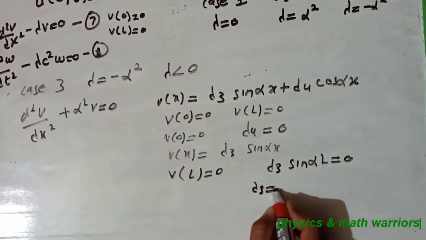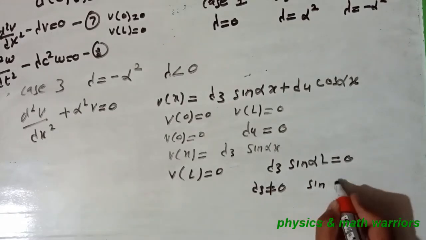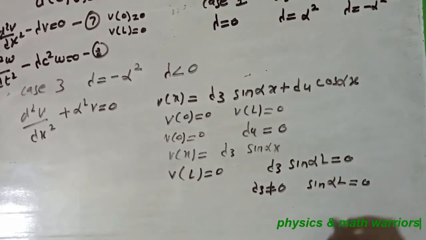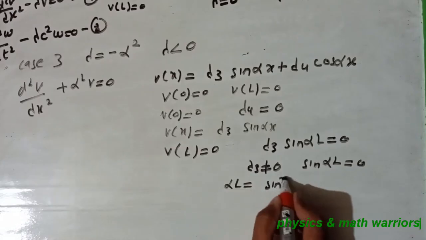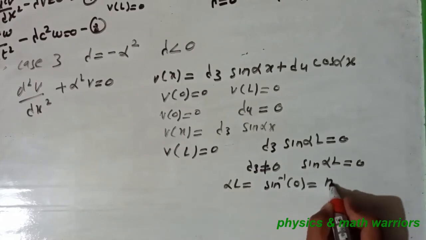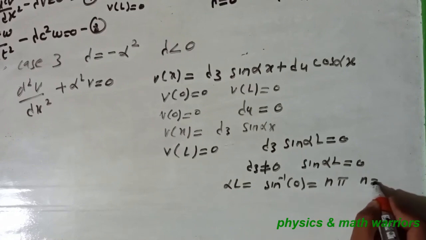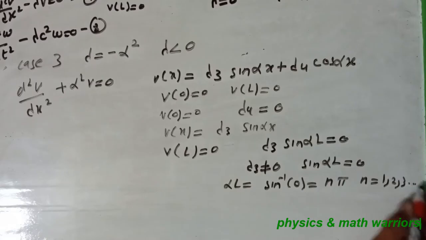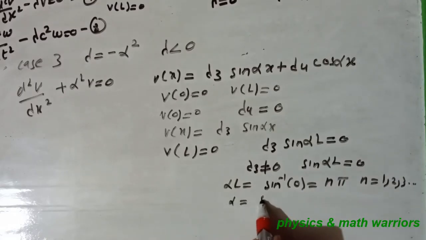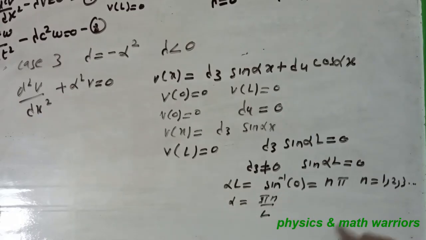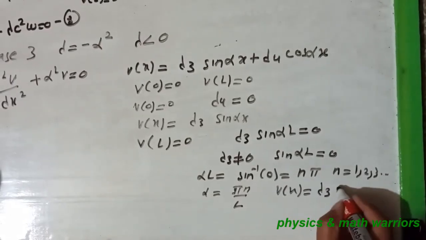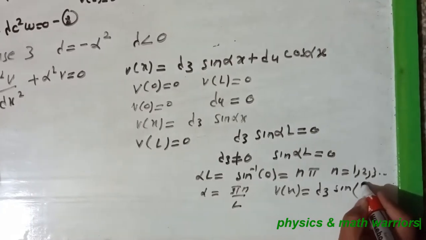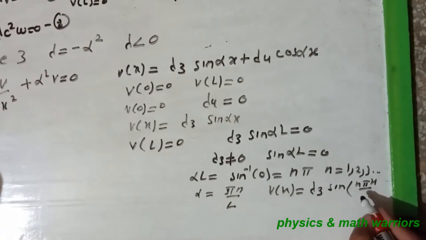Since d3 is not equal to 0, sine alpha L is equal to 0, and alpha L is equal to sine inverse 0, which is equal to n pi, where n is equal to 1, 2, 3, and so on. So alpha is equal to pi n over L. So v of x is equal to d3 sine n pi x over L.